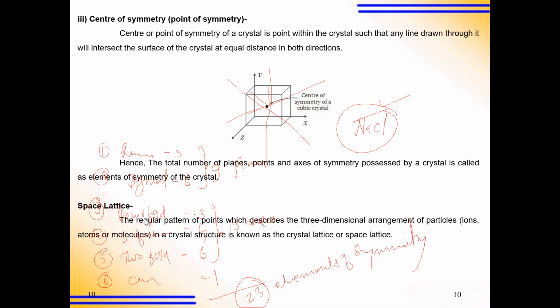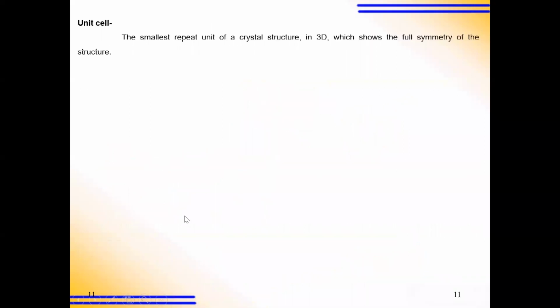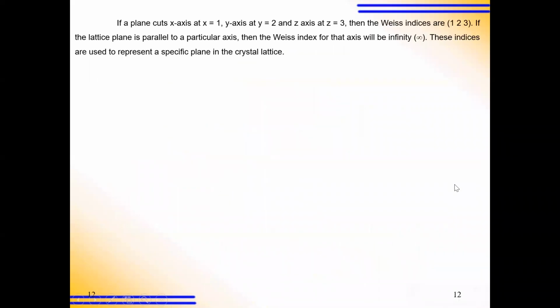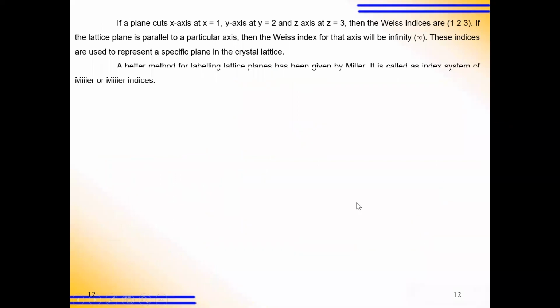We already learned this terminology: a space lattice is a regular pattern of points which describe the three-dimensional arrangement of particles or atoms in the crystal structure. It is known as the crystal lattice, or the space lattice, right? While representing the space lattice, each particle is represented by a point, called a lattice point. Unit cell we also define, so this is all about the unit cells and their orientations.